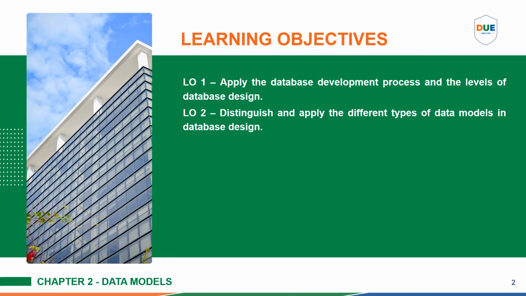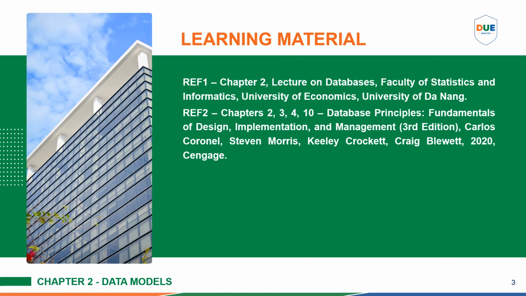Let me start with what you should be able to do by the end of this part of Chapter 2. There are 2 learning outcomes. First, you will be able to apply the database development process and understand the different levels of database design, from the abstract, conceptual level down to the physical level. Second, you will be able to distinguish between the different types of data models and apply them appropriately in database design.